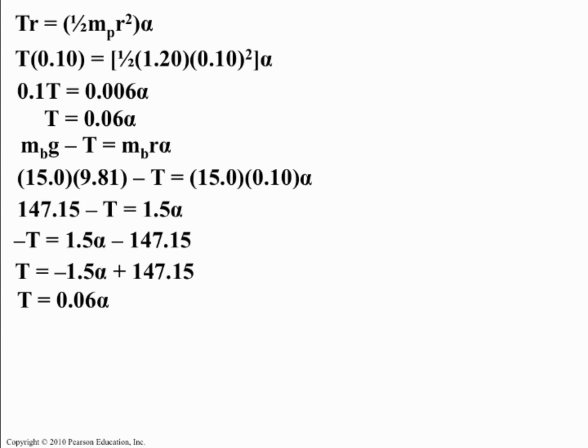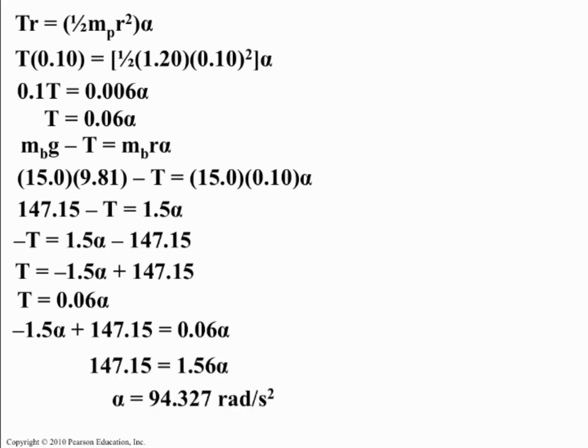And since I already found that T equals 0.06 alpha above, I now use that fact, and then we can set negative 1.5 alpha plus 147.15 equal to 0.06 alpha. Clearly we see that we can now solve for alpha, and so going through the algebra there, we find that alpha equals 94.327 radians per second squared.